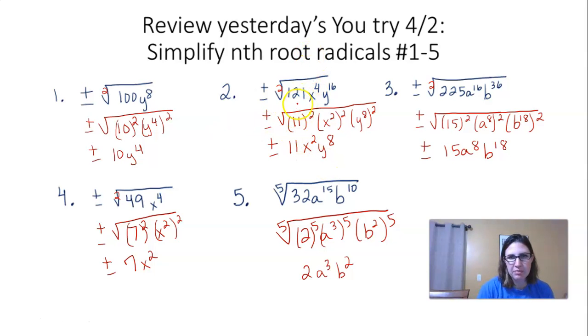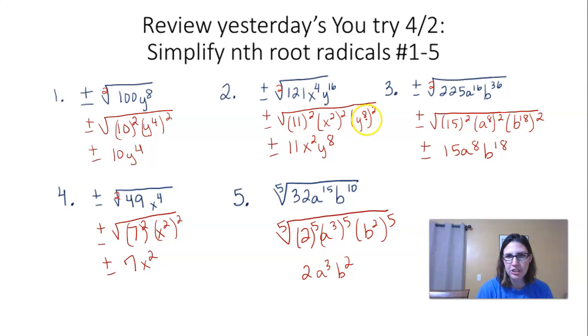So over here, same thing. 121 is the same thing as 11 squared. X squared to the power 2 is the same as x to the 4th. And really just a strategy if you weren't sure how to get the 16 down to a power of 2, you could just divide it by 2. 16 divided by 2 is 8. It's a little cheat. And then you can try it. 8 times 2 is 16. So there you go. It's also to the power of 2.